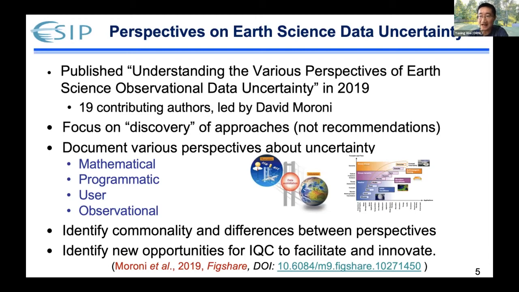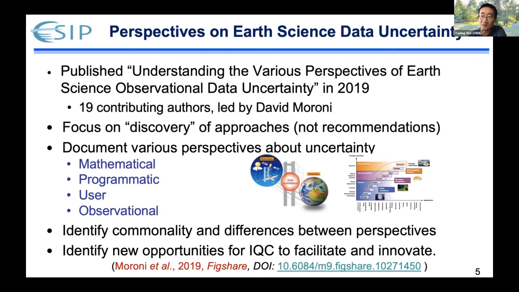And then the user perspective, which has been addressed in almost all our presentations for today. This is important, dealing with how this information is being interpreted and utilized and how it's being applied in fundamental research. And then lastly, the observational side. And this is really capturing a variety of use cases where uncertainty information is extracted from real observations. Identifying commonality and differences across those different approaches is a key focus area.